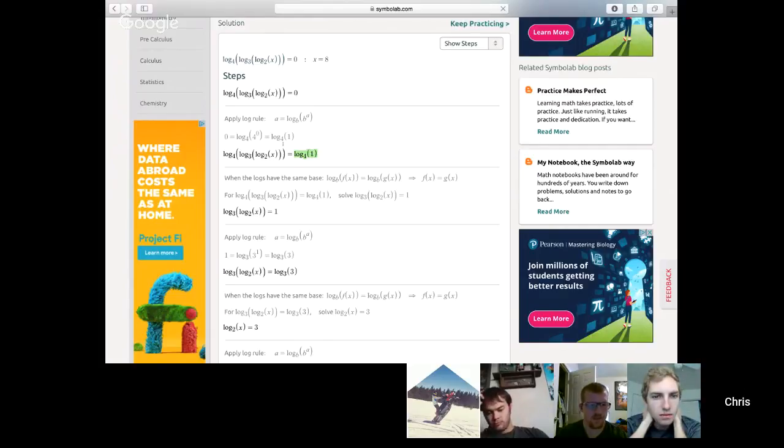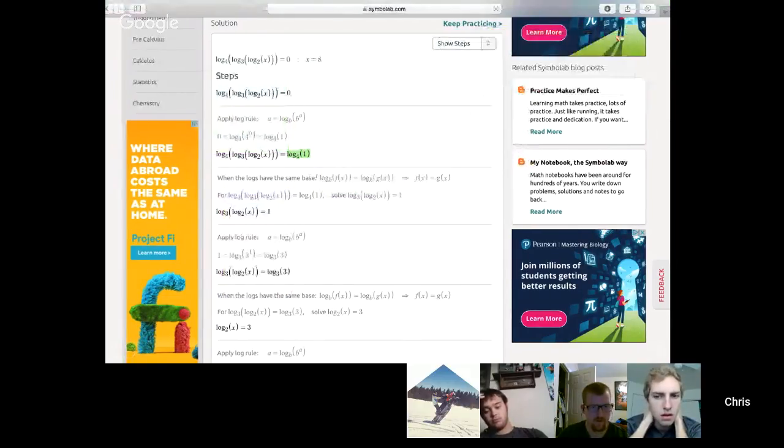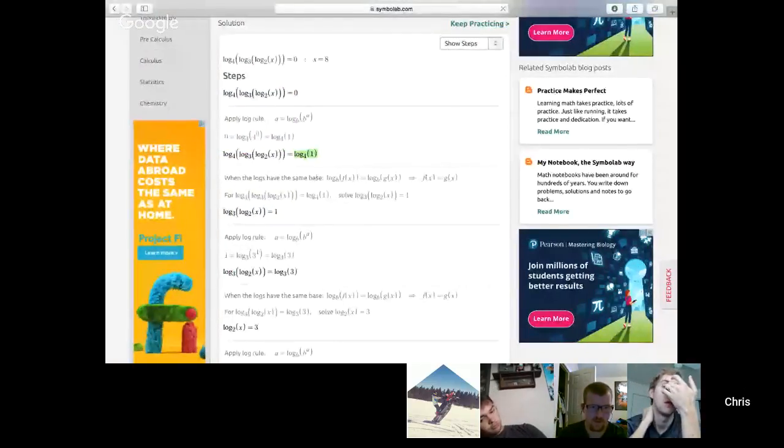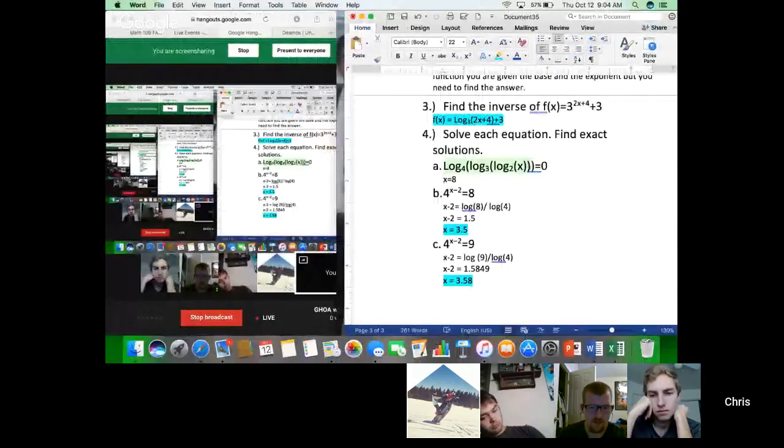Right above where they do it, it says log base 4 of 4 to the 0. So anything to the power of 0 is 1. Yeah. So that makes sense, because 0 equals log base 4 of 4 to the power of 0, which equals 1. You're taking the log base 4 and putting the 0 as the exponent.